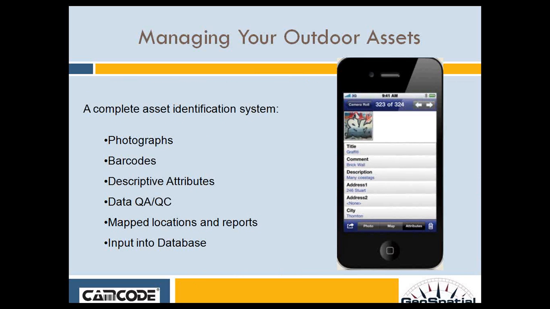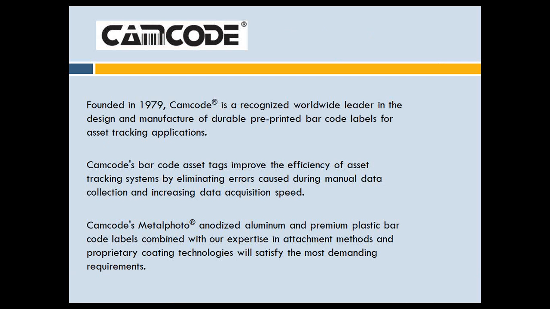Okay, so today we're going to cover all aspects of a complete asset identification system. That'll include photographs, it'll include descriptive attributes, barcodes, which is one of the most important descriptive attributes you can have, QA and QC of your data to make sure that you have high quality data going in so that you have good reports and analysis coming out. You can also map your locations and create reports and input your data into the database.